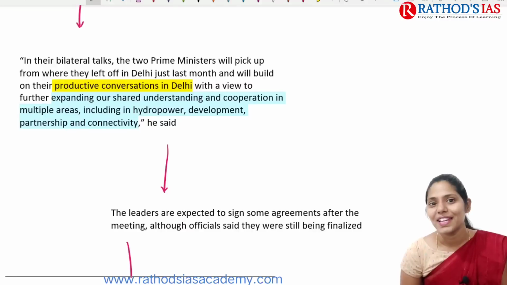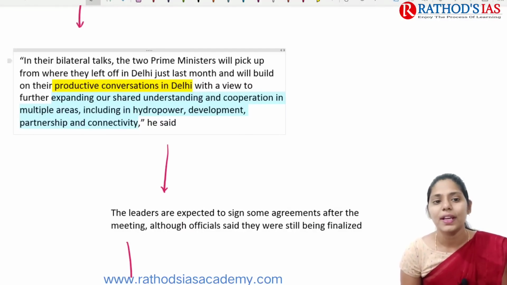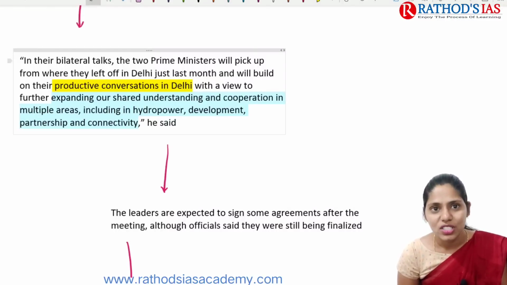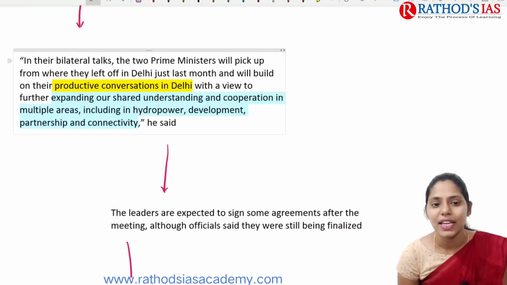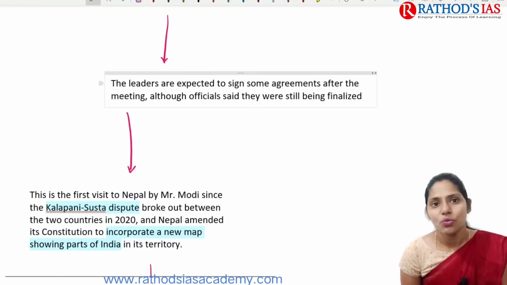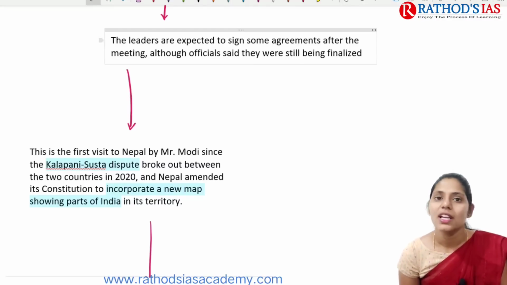If you see the details, it says that in their bilateral talks, the two Prime Ministers will pick up some important areas. They want to focus on improving connectivity. Especially, they want to come up with cooperation in multiple areas, for example hydropower, development partnership and connectivity. In these areas we need proper, good cooperation between India and Nepal, because India and Nepal share a boundary with each other. The leaders are also expected to sign some agreements after the meeting.